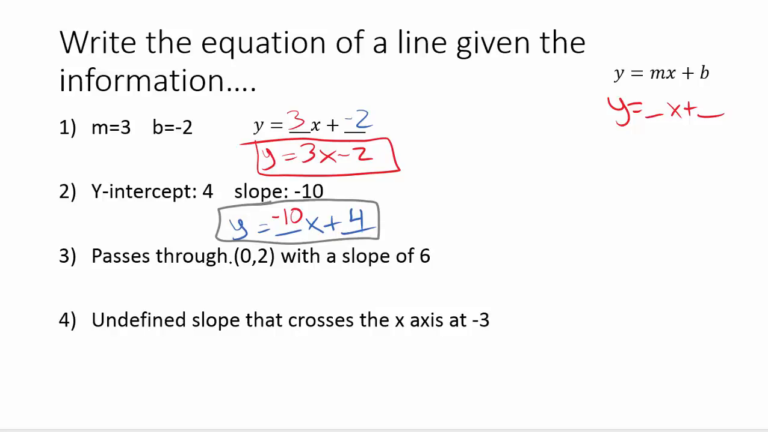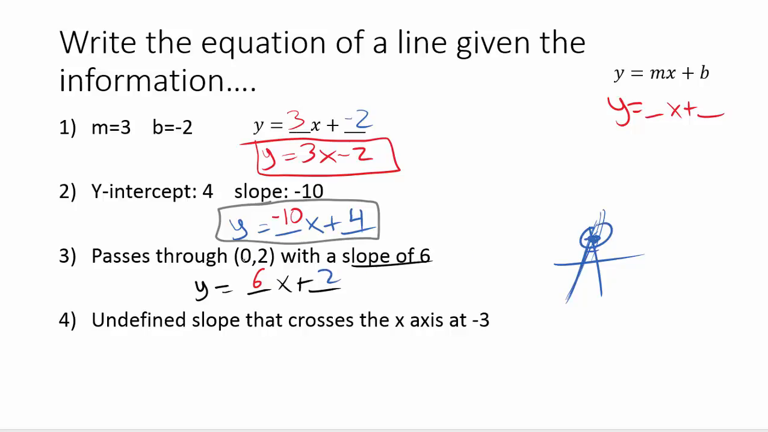Okay. Next one says it passes through 0, 2 with a slope of 6. Once again, we always start with y equals blank x plus blank. We know the first blank is the slope. Just like we filled in negative 10 before, let's fill in the 6 right here. Now for the y-intercept, we first need to make sure that this point is actually a y-intercept. In this case, we know from a previous lesson that the point 0, 2 is on the y-axis. So that must be the y-intercept. If I were to sketch this line, it would look something like this. That means the y-intercept must be at 2.